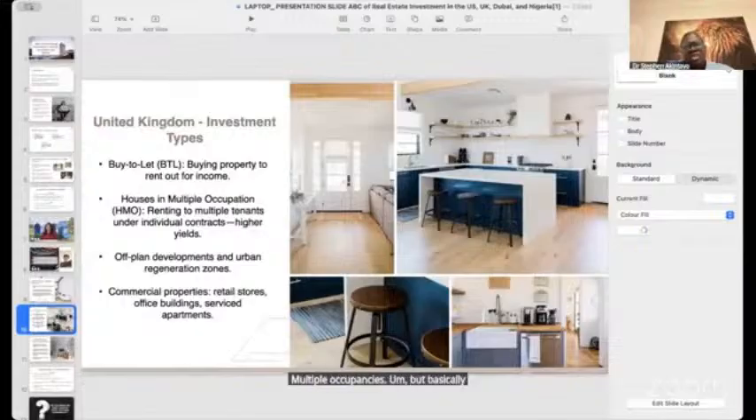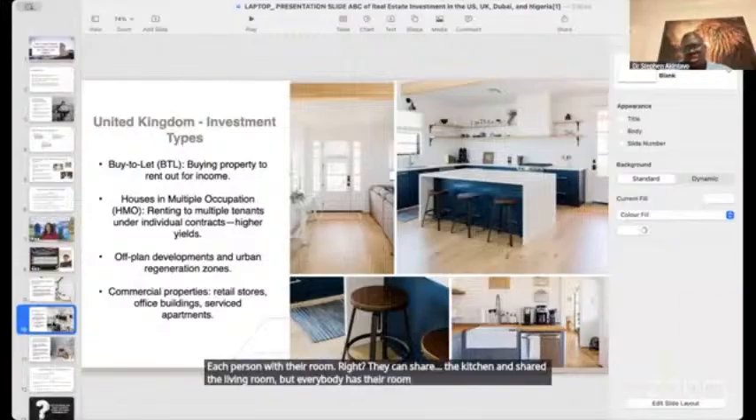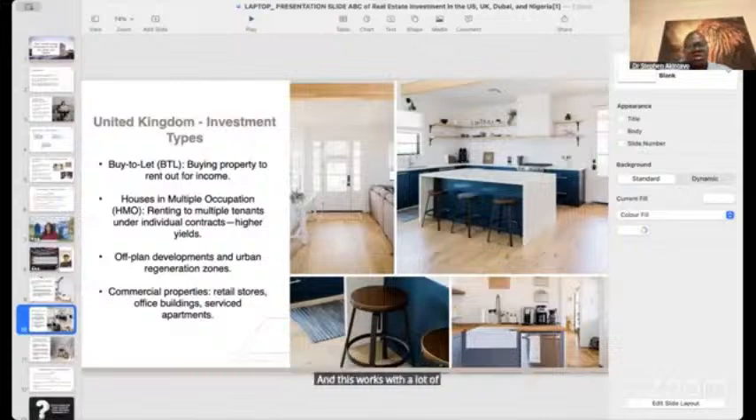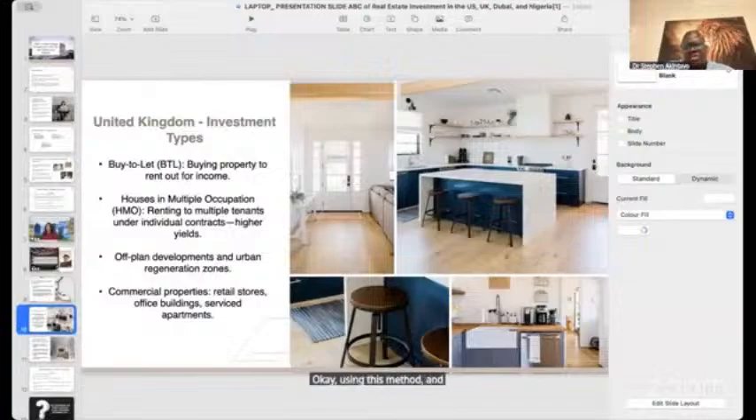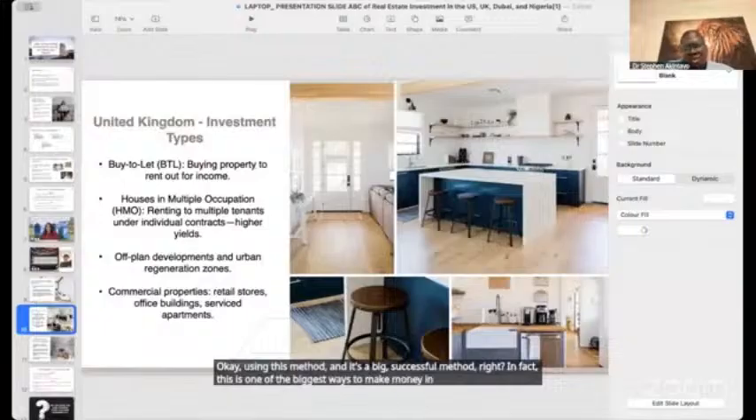Basically, you make it almost like an en suite. Each person has their room and their own toilet, and they can share the kitchen and the living room. This works with a lot of young professionals in London who can afford it, and you in turn make more money using this method. It's a big, successful method. In fact, this is one of the biggest ways to make money in the UK right now when it comes to real estate, right? Are we learning?